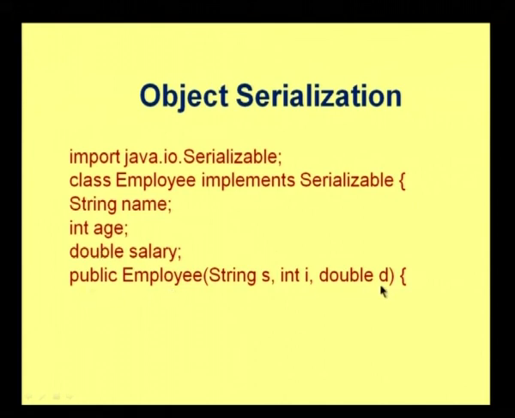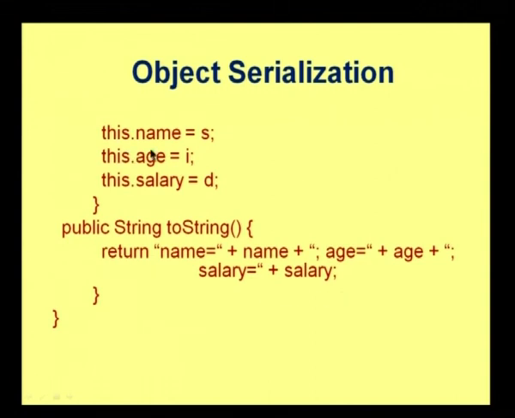So public, I am creating an object, that is, this is nothing but my constructor. So this.name, this represents the current object. I am trying to assign all the values. Then we have a method, public String toString method. This toString method will return the entire object state, that is, name is equal to whatever name you have assigned, age is equal to whatever age you have assigned, and the salary.